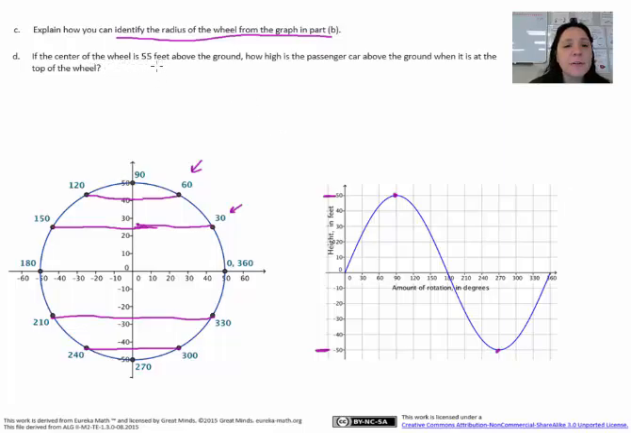And we were asked, if the center of the wheel is 55 feet above the ground, how high is the passenger car above the ground at the top of the wheel? Well, the passenger car would be 50 feet from the center, another 50 feet down, that's 100 feet. And if the center was 55 feet, then there was another 5 feet there, and the passenger car would be 105 feet above the ground at that height.